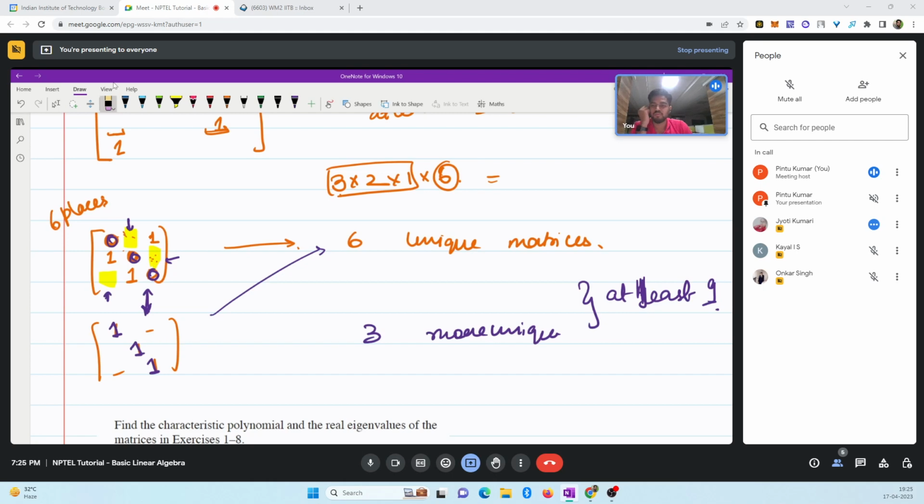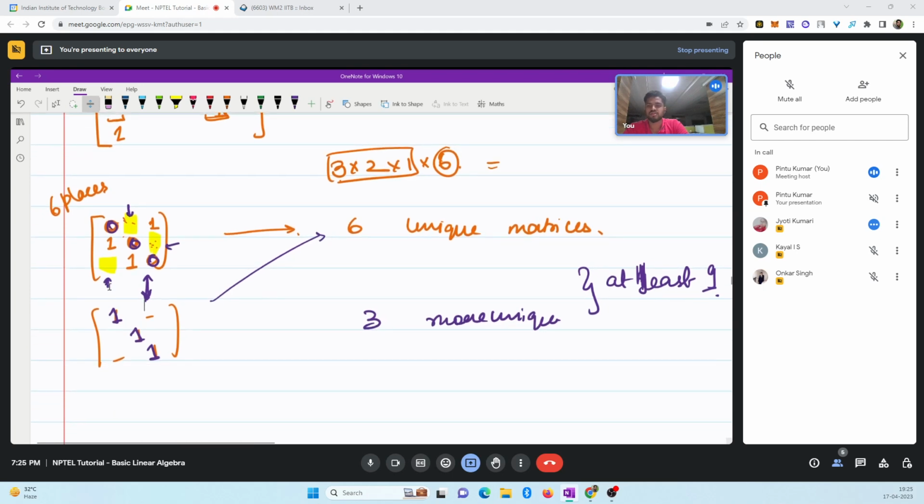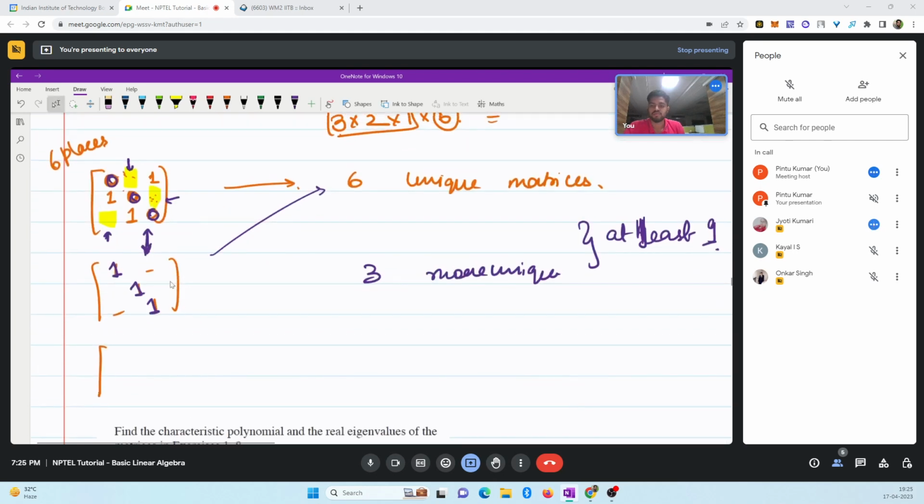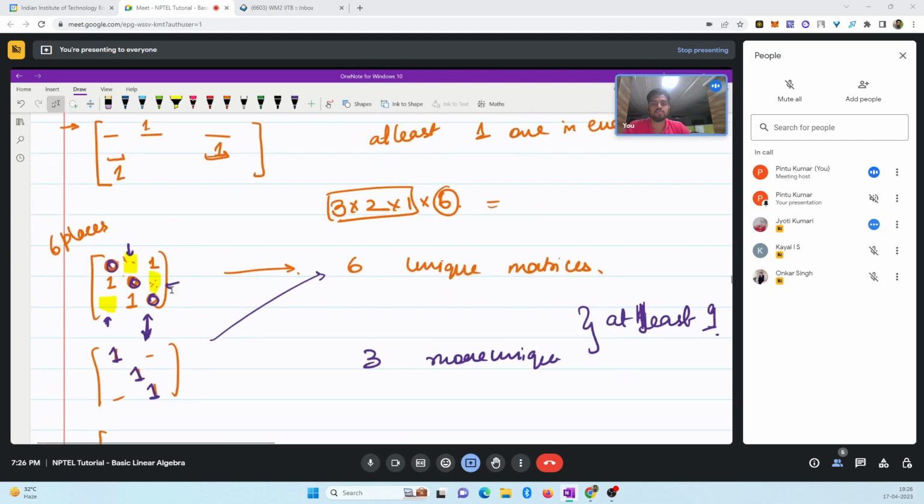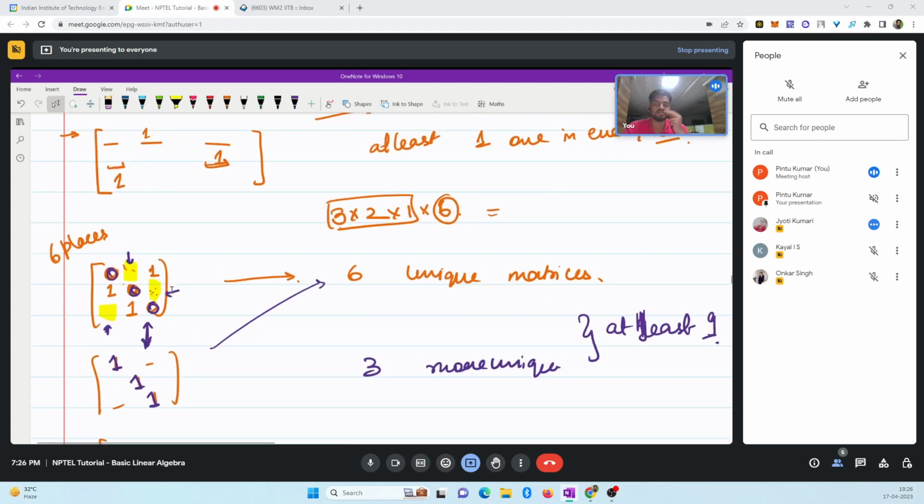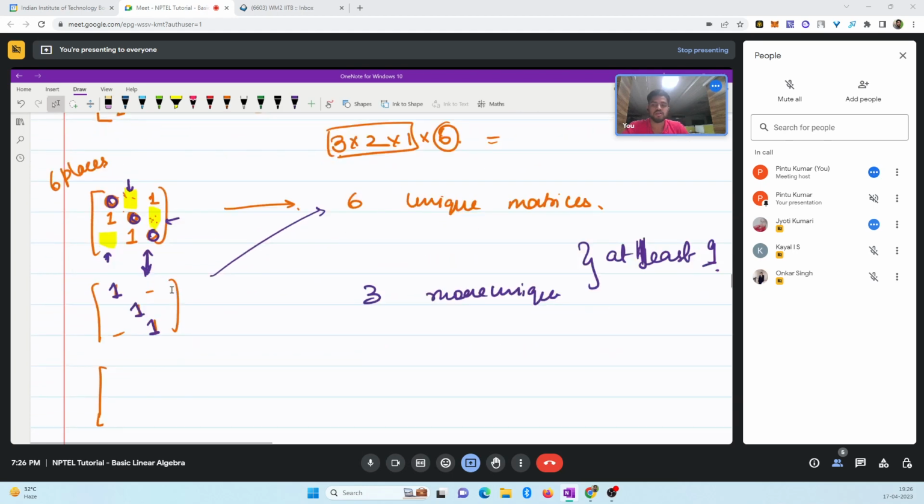I think we can do some more changes and get more matrices. This would be more of a problem of counting rather than linear algebra. Sir, the exact number of non-singular matrices, 36? No, I don't think it would be 36. It would be something less than 36 because there will be some repetitions.